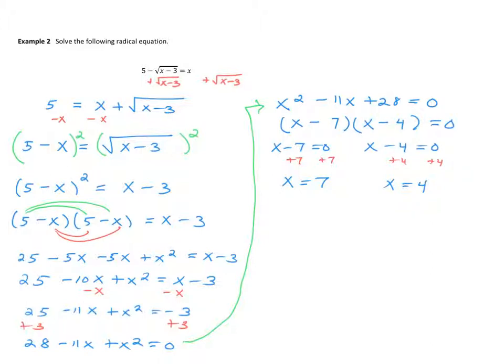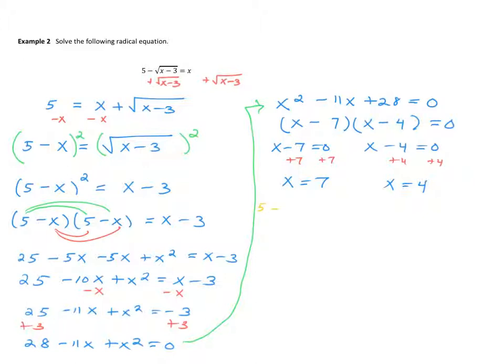But here's where I want to be careful. It might be that one of these is an extraneous solution and the other is not. So I'm going to go back to my original equation. I'm going to plug in 7. I'll then plug in 4. If one of them does not work, I'll throw it away. Let's start with 7.